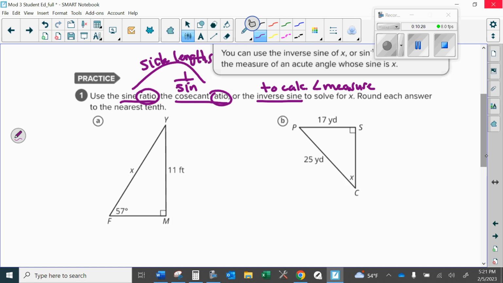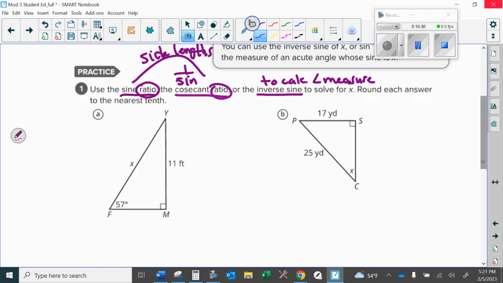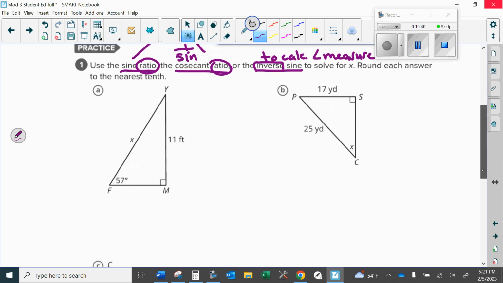If you remember that, you won't blow it and not know the difference between using sine and inverse sine. Anytime it's inverse, whether it's inverse sine, inverse cosine, or inverse tangent, in a calculator, it's to calculate angle measure every time. All right, that does it.